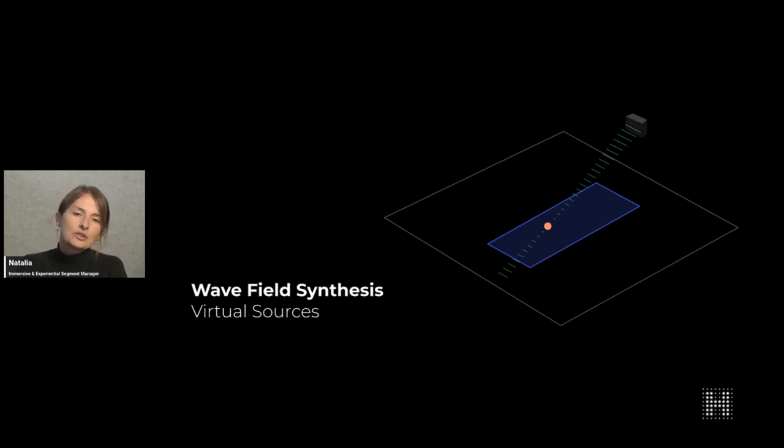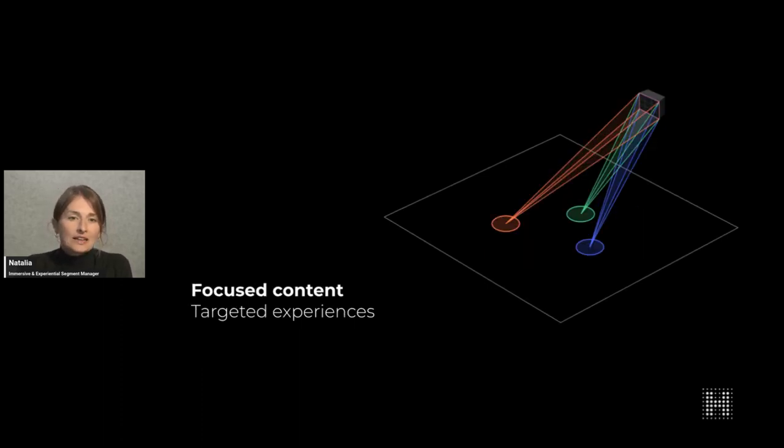And this point we can position in front of the array, as I'm showing right now. In fact, you can have up to 8 of these points on top of the 4 coverage beams we discussed earlier. So each array is capable of producing 12 beams in total. Each of these beams can have individual content.